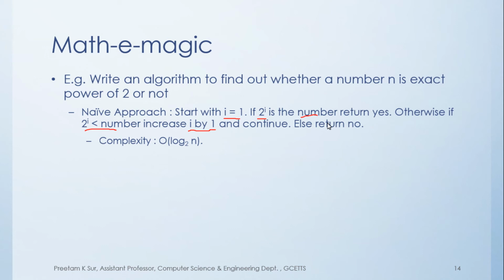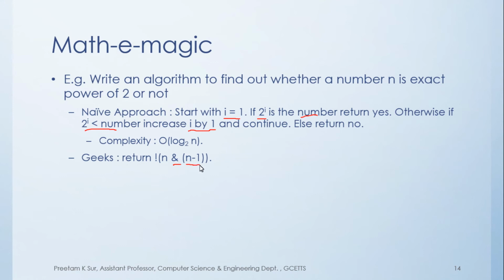Now, how can a Geek do that? A Geek will use some bitwise operator to find out the answer in order of one time. So what is he doing? He is returning not of n bitwise AND n minus 1. So what is it telling?